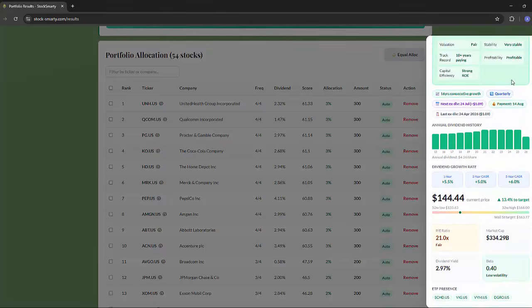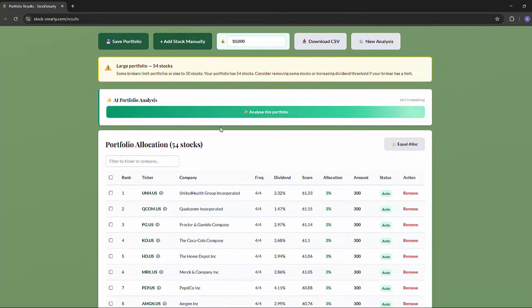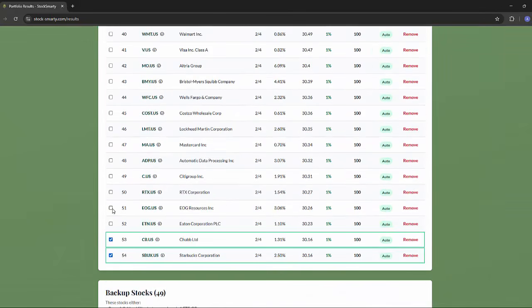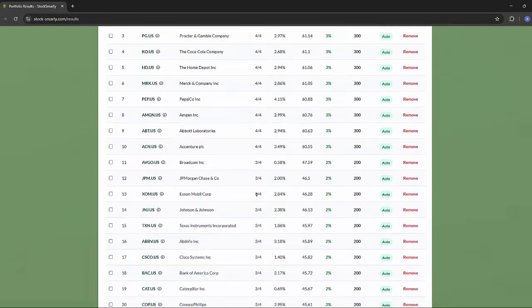So you can click into any of the stocks and get this information. We can see the allocation, or the recommended allocation, that StockSmarty puts against this. We do have a warning at the top that it's a large portfolio, 54. Most of the investment trading platforms, like Trading 212, which I like to use, limit their pies to 50 stocks. So in this case, what I would probably do is just limit that by deleting the last 4.